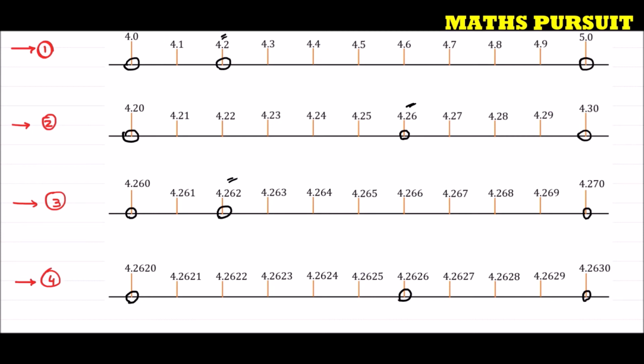In this way we are going to show the number 4.2626 on 4 different number lines, and this is called successive visualization. Through successive visualization we try to find out this number.